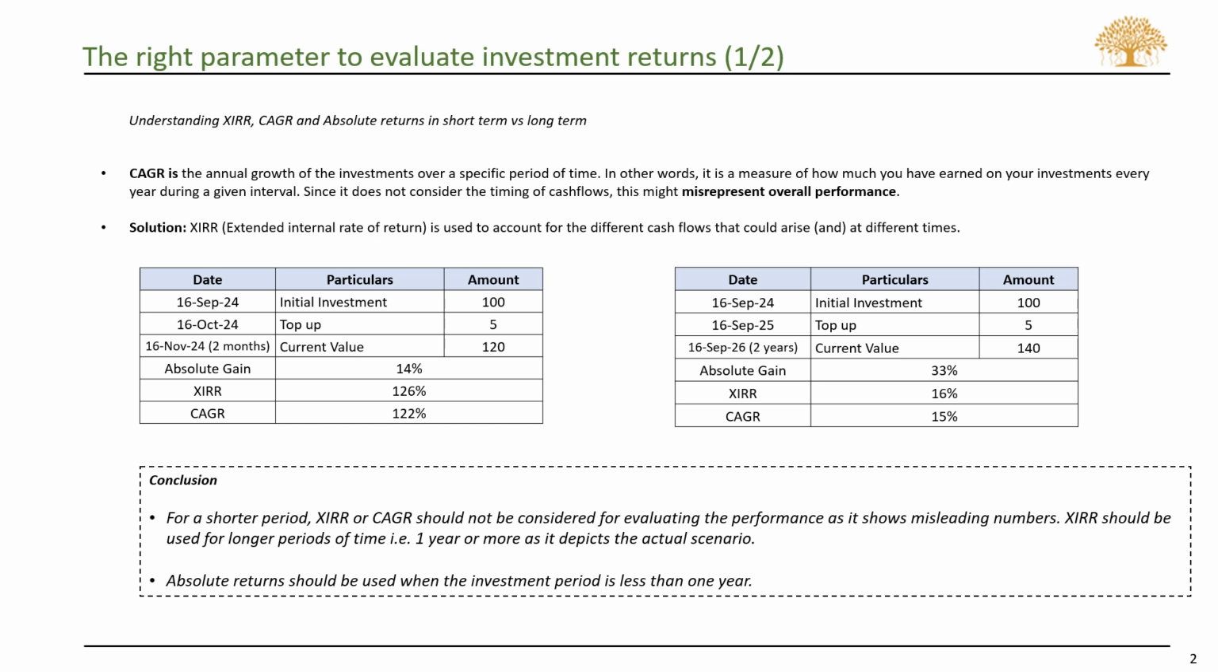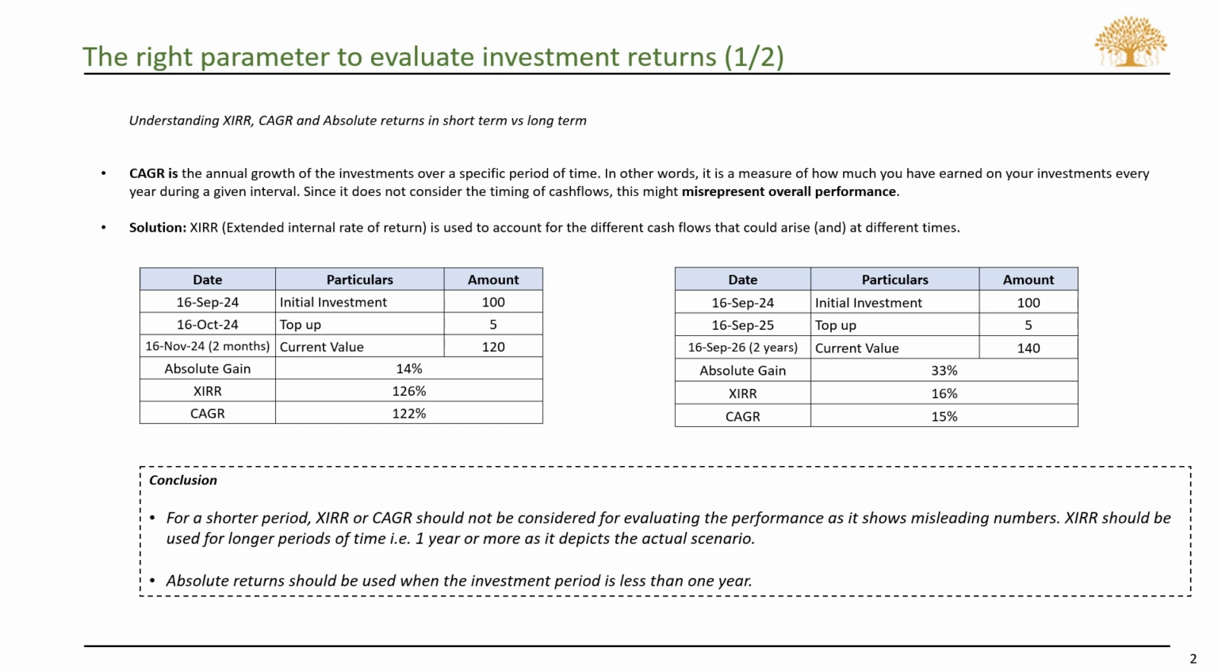us to use. If you look at the first table, there is an initial investment of about 100 rupees on 16th September 2024. And after 1 month, that is on 16th October, there is a top up of 5 rupees. And after 2 months, that is in November 2024, the current value stands at 120 rupees. For this scenario, the absolute gain stands at 14 rupees, the XIRR stands at 126% and the CAGR at 122%. As you can see, in the shorter time frame, the XIRR and the CAGR are giving misleading numbers. They are unusually high because the time frame is lower.